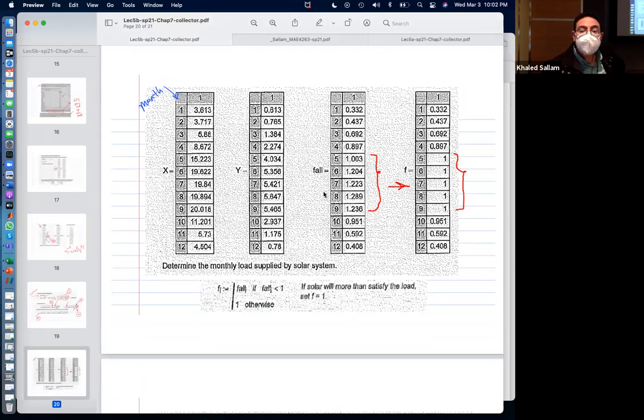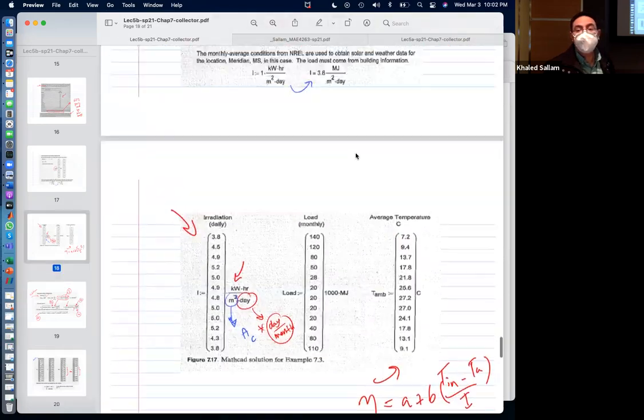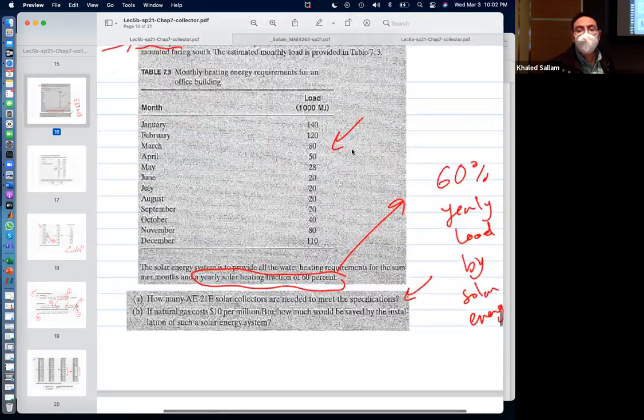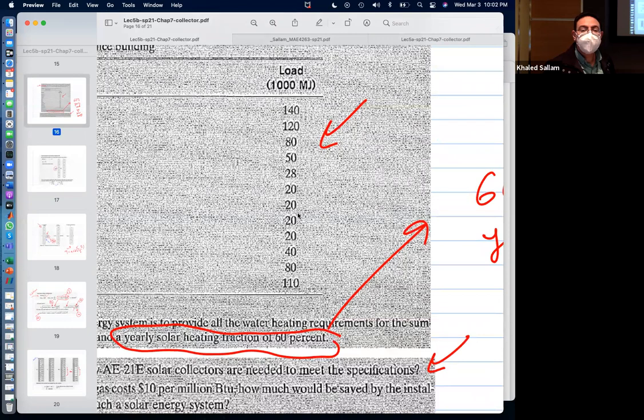And did you see this? What's happening? This is the F calculated for every month. In the summer, that equation will yield F more than 1. What does that mean? The collector is over-designed. The number of collectors is over-designed in the summer because he wants to meet the load in the winter. So then it's like 1.5 or whatever in the summer. Sun is high, load is not that high. We look at the load also. Load in the winter is 140, load in the summer 20.